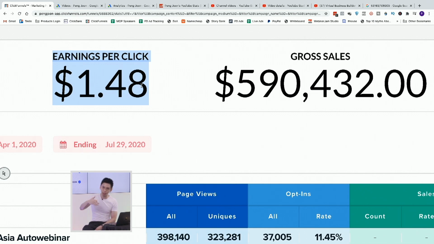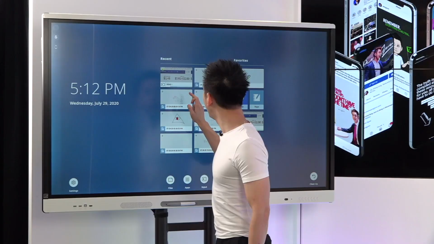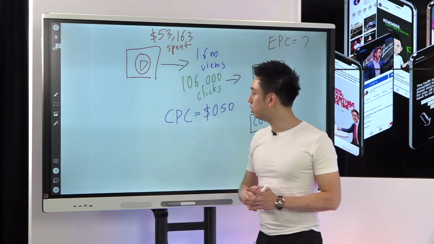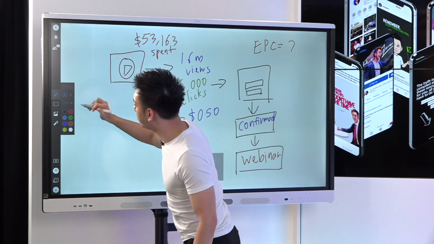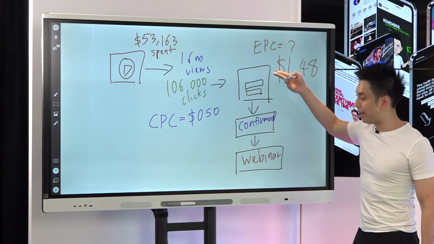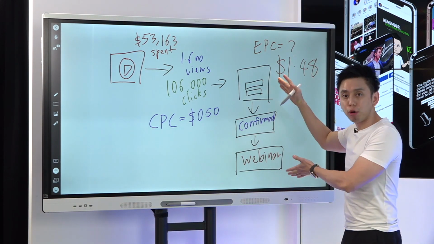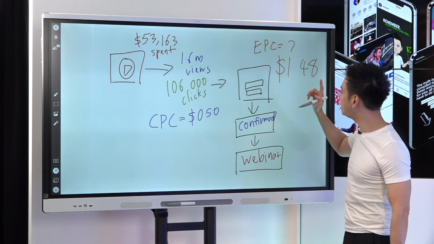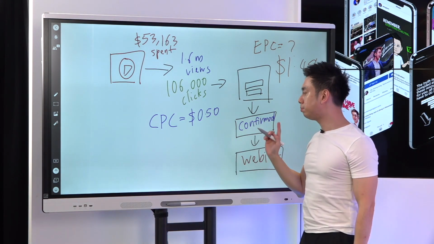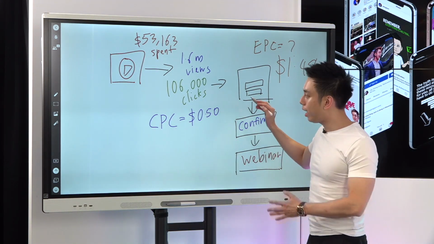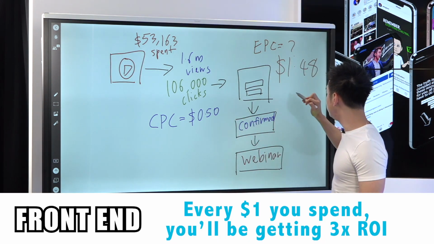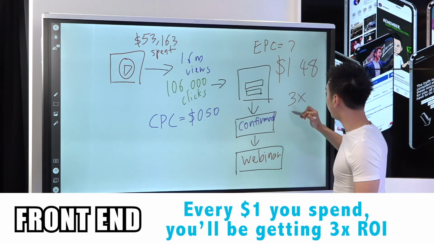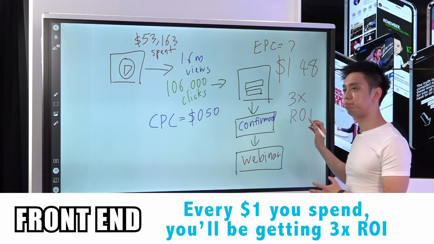Be able to start building up your own sales process, but most importantly, know your numbers. Because I know that a customer is worth $1.48 every time they land on my page and every time they go through this sales process on the front end. It's important to understand that on the front end, it means that for every $1 I spend, I am immediately getting a 3x ROI over here, which is pretty good.